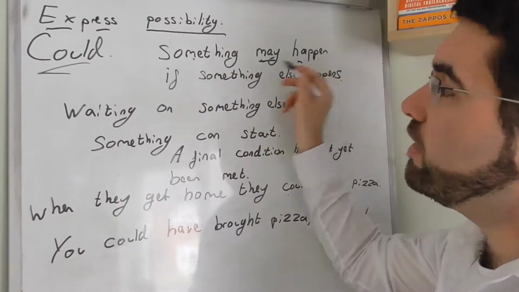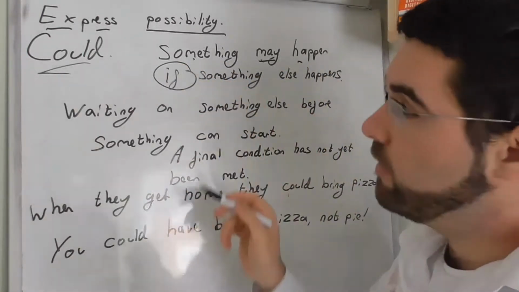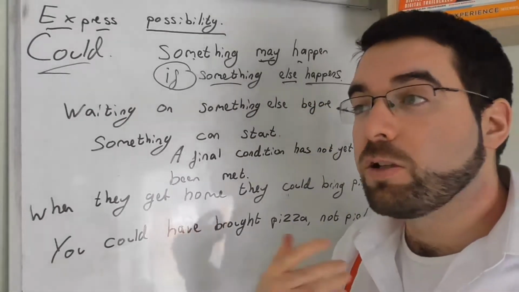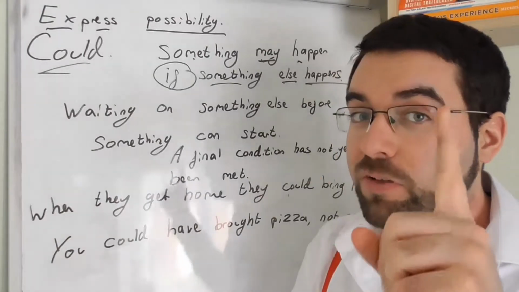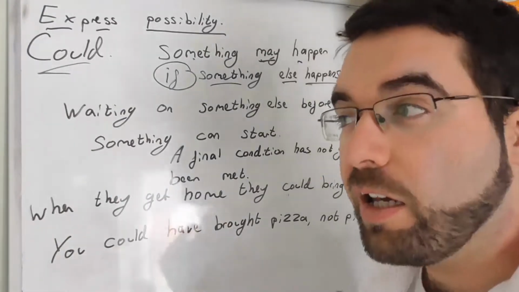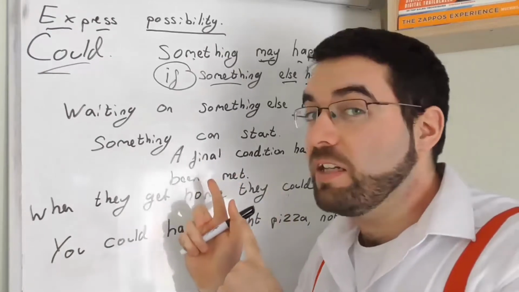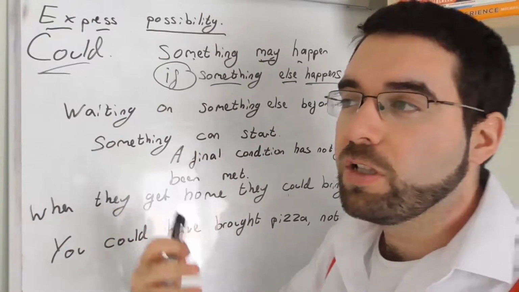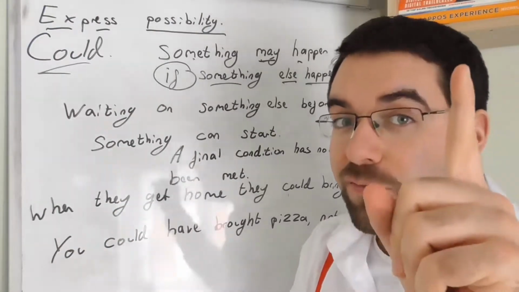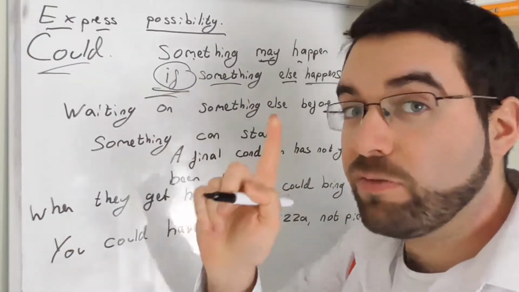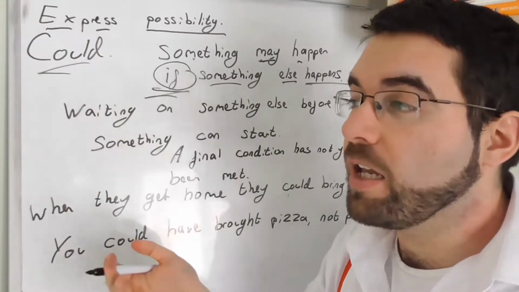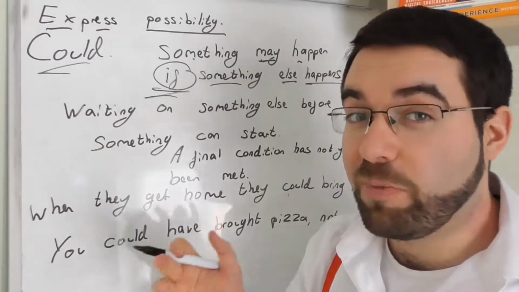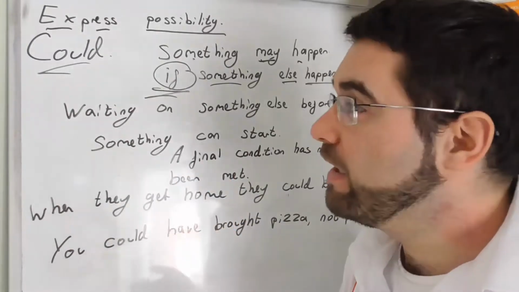Something may happen if something else happens. I could teach French if I knew French. I could teach Arabic instead of English if I knew Arabic. I could go to Russia if I had the time, I knew where to go. I could go with someone, that'd be nice, not on my own. Just more fun with other people.